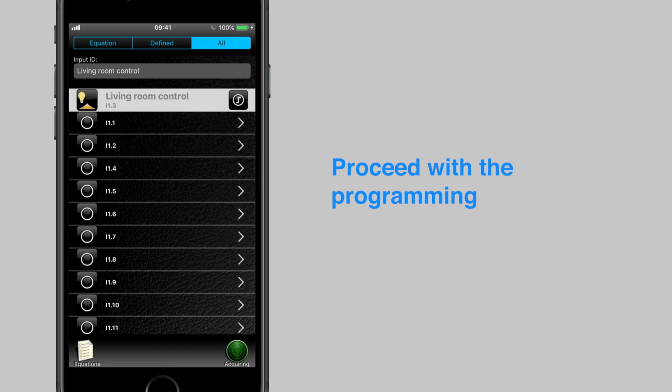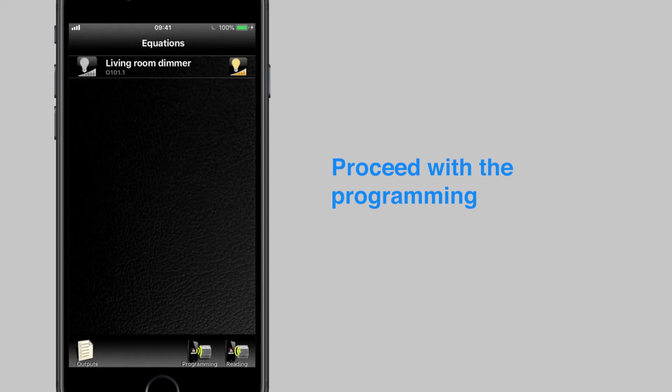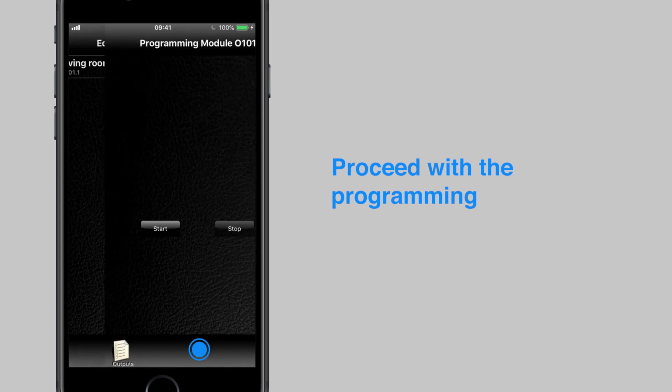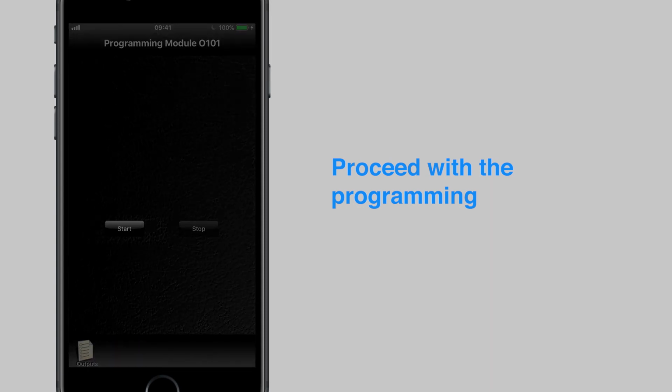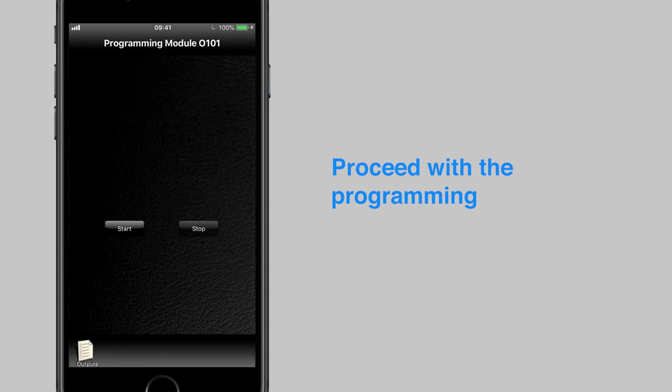Press the Equations icon in the bottom left corner and proceed to the programming of the module by clicking the Programming icon. The Start and Stop buttons will appear. Press Start and wait for the completion of the operation, which will take a few seconds.